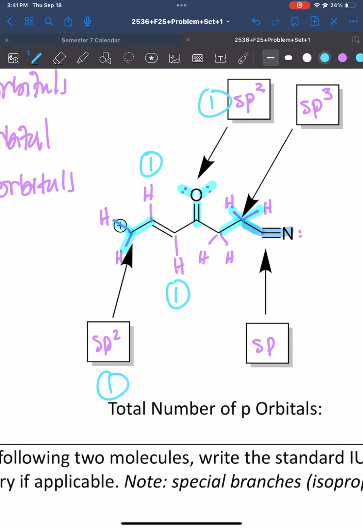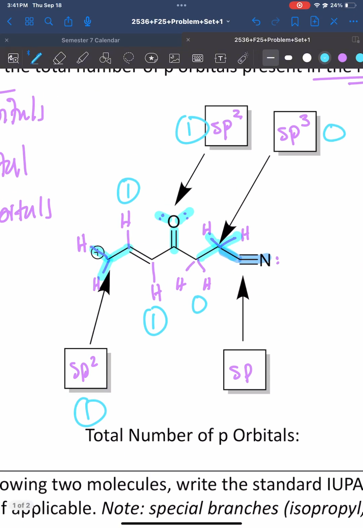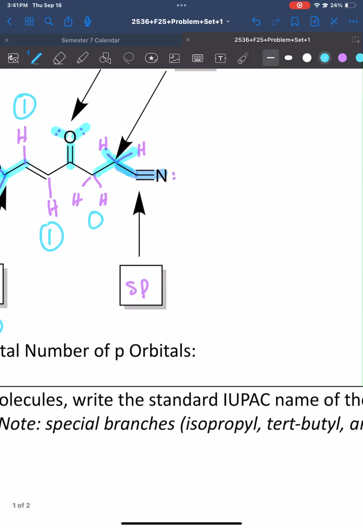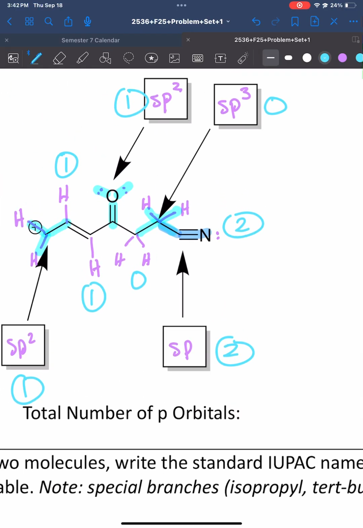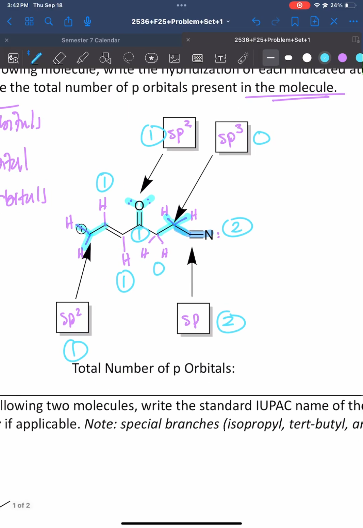And the one next to this one, this carbon right here, is going to have 0 p orbitals because it is sp3 hybridized. Same thing with this sp3 one over here. The sp hybridized carbon is going to have 2 free p orbitals. And then the last one, this nitrogen here, is going to have 2 free p orbitals. Alright, so I totally missed this carbon right here, that is the carbonyl carbon. Since that is sp2 hybridized, we know it's going to have 1 free p orbital. So if we add up all of the p orbitals, we're going to have a total of 9.